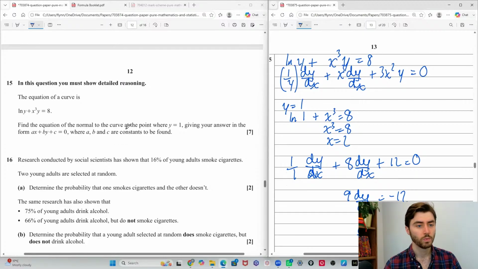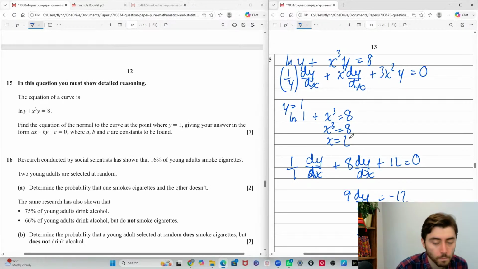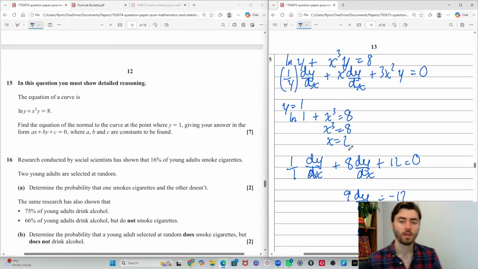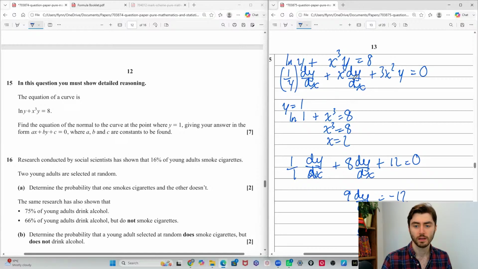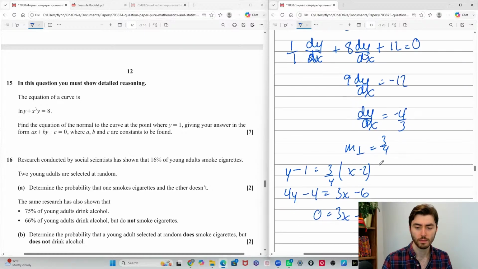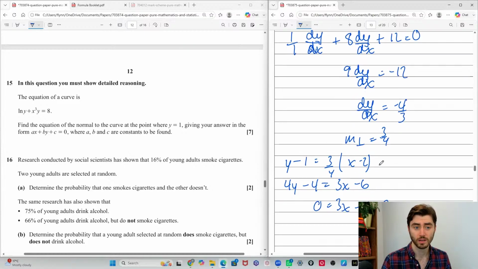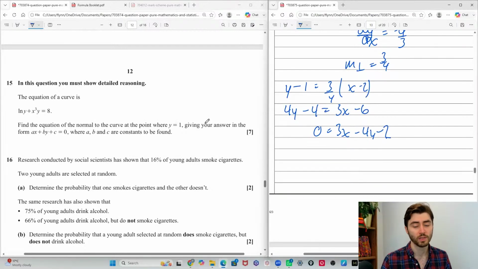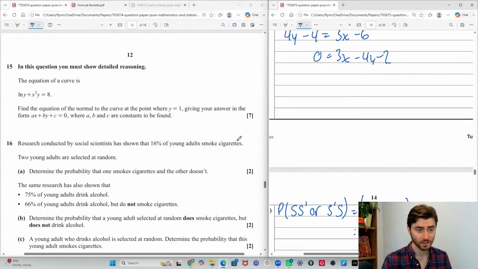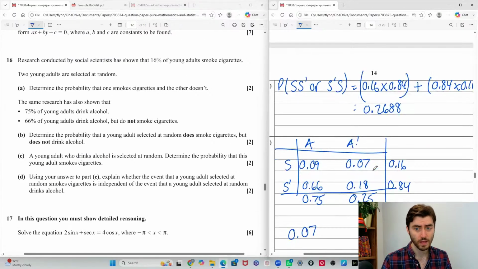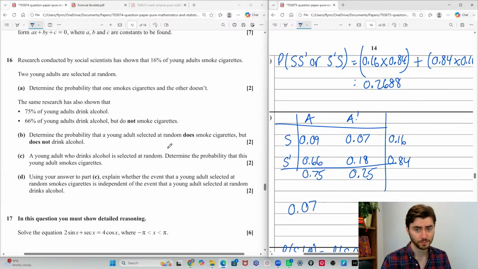So let's confirm when y equals 1, x equals 2. That is correct. When I plug that in, 12. Yep, it looks good. And I can confirm that the point (2, 1) lies on that line, and it does. So I'm satisfied with what I'm seeing. I like what I did with the two-way table.